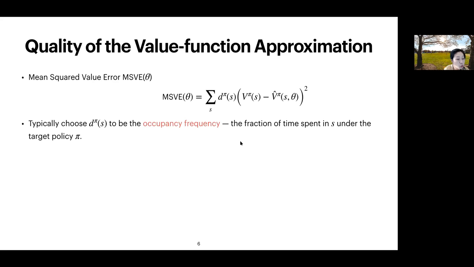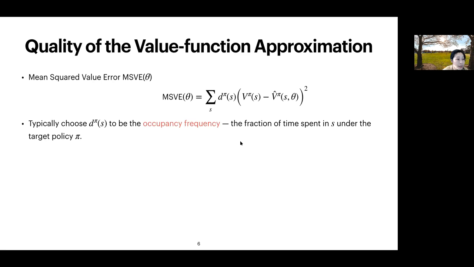So indeed, we wanted to minimize the expected mean squared value error. This thing has to be taken expectation over those states. So that's why we need this d pi of s, and we call it occupancy frequency. What it really means is just the fraction of time spent in s under the target policy pi. Okay, so is this fine?